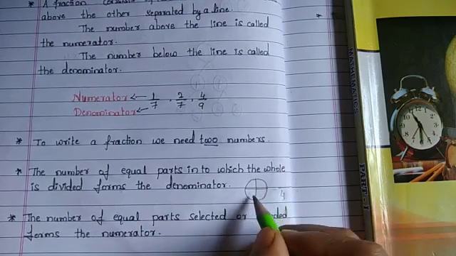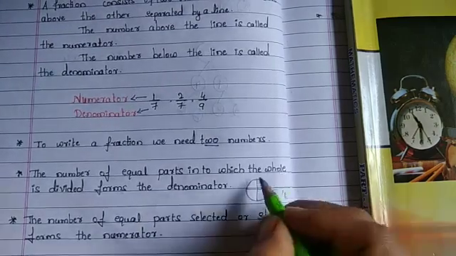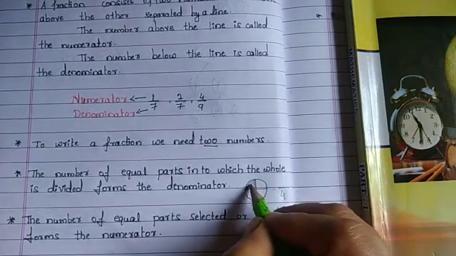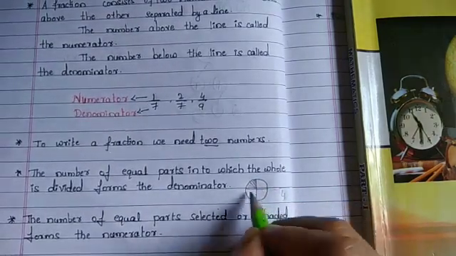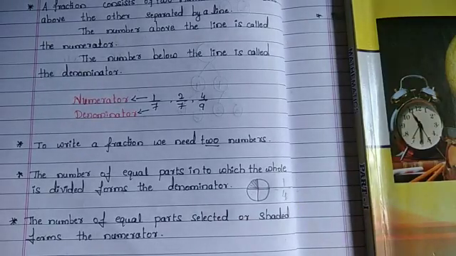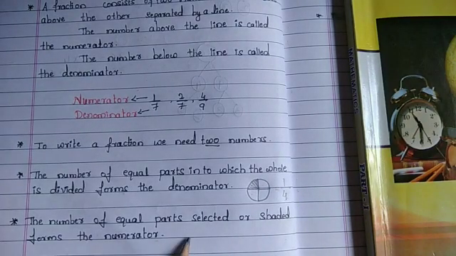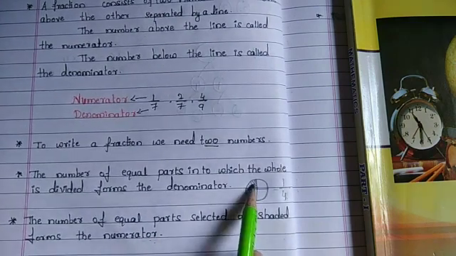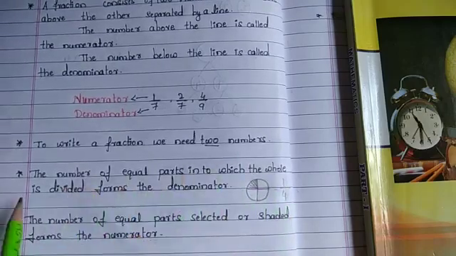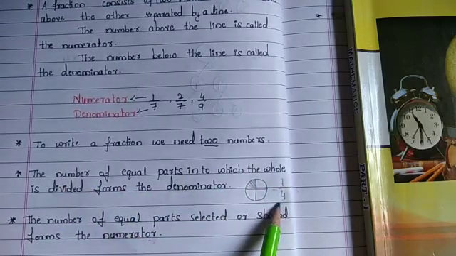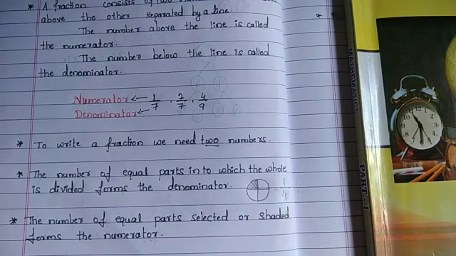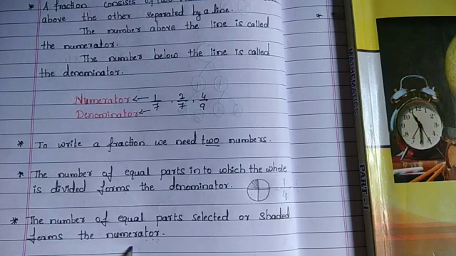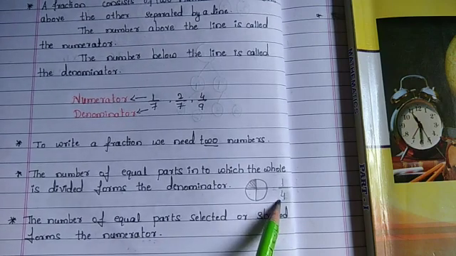Means the whole we will write in the denominator, and the parts, only we are selecting the parts. Only one part. That we will write in the numerator. Got the idea? The number of equal parts selected or shaded forms the numerator. The shaded part is 1. This is the numerator, and the whole part we write in the denominator. It's very important, dear children. If they are giving any figures, then the shaded part we call the numerator and the whole part we call the denominator. Like this you see here.